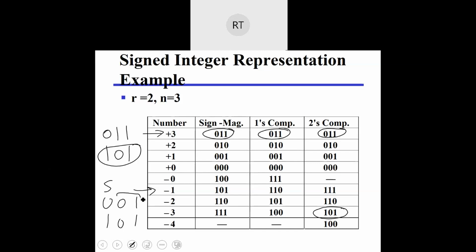Okay. How about -2? You change the sign, and the 1, 0 remain the same. I'm still in sign magnitude. How about -3? You change the sign, and the 1, 1 will remain the same.